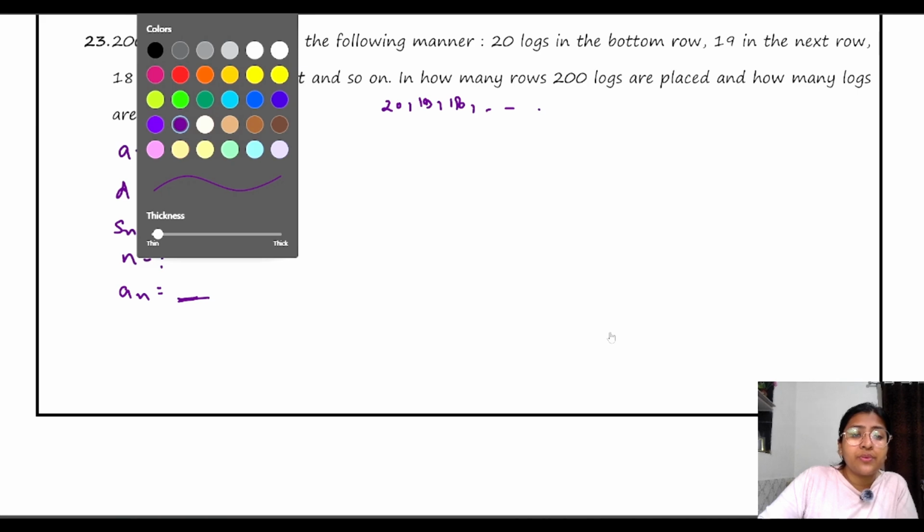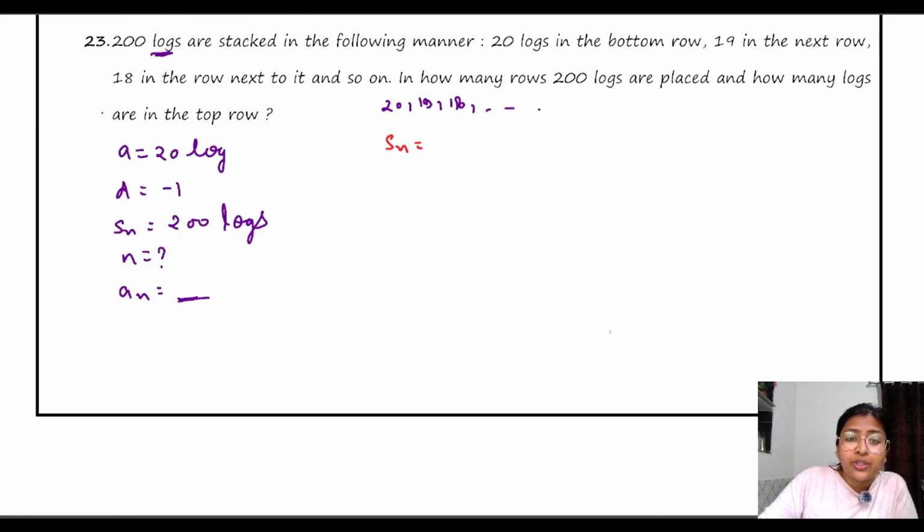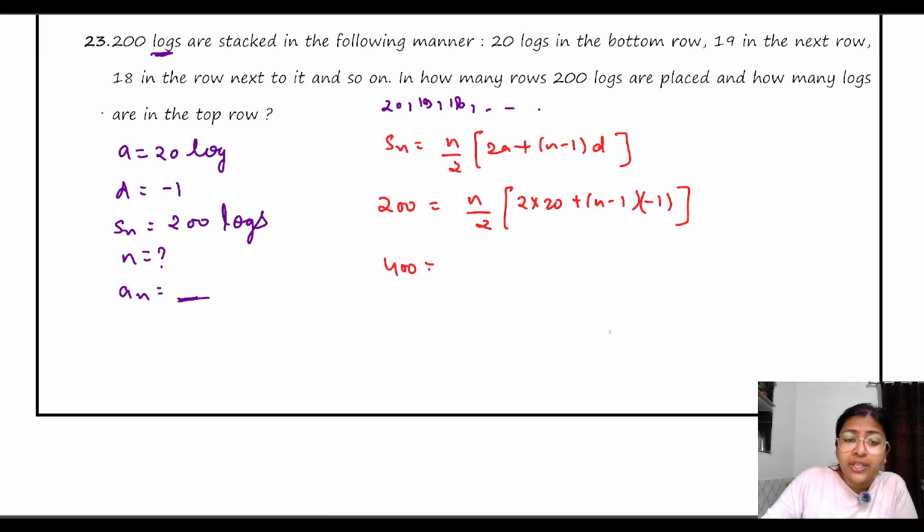So see this question, we have Sn. Sn is equal to n by 2 bracket 2a plus n minus 1 into d. Sn is given as 200, which equals n by 2 bracket 2 into 20 plus n minus 1 into minus 1. So it will be 400 equals n bracket 40 minus n plus 1. Yes or no? This is clear. Okay, so 400 equals 41n minus n square. Do the transposition. So it will be n square minus 41n plus 400 equals 0.